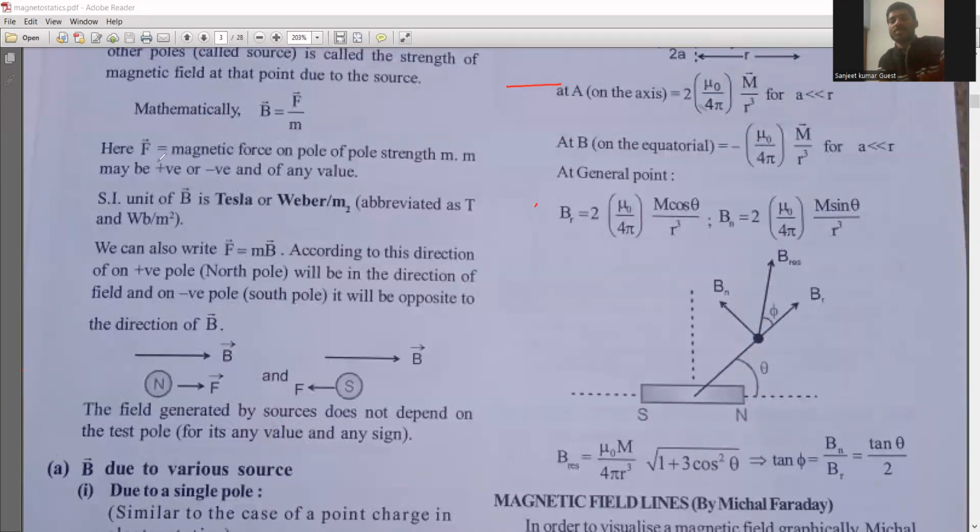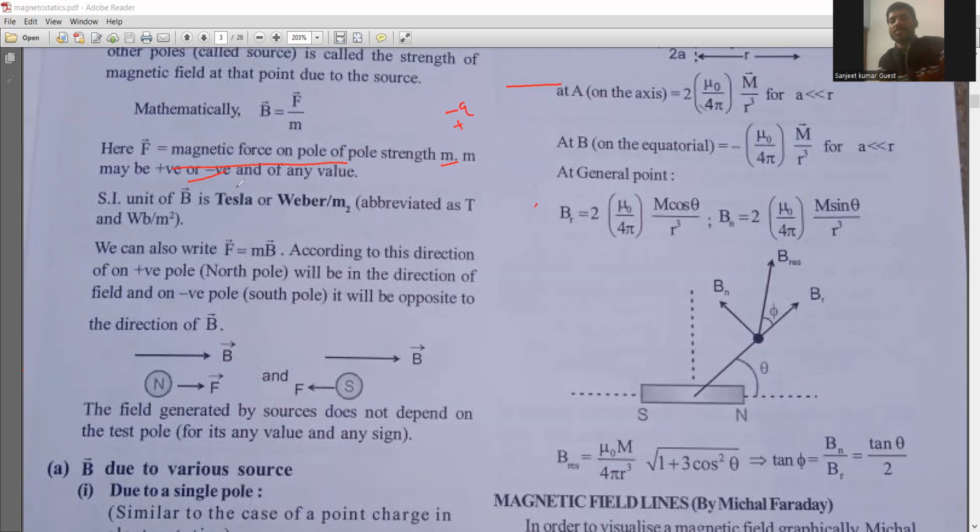Come to this point. So F is magnetic force on a pole of pole strength M, right? M may be positive or negative. It is similar to the electric field's charge Q; it may be negative or it may be positive.